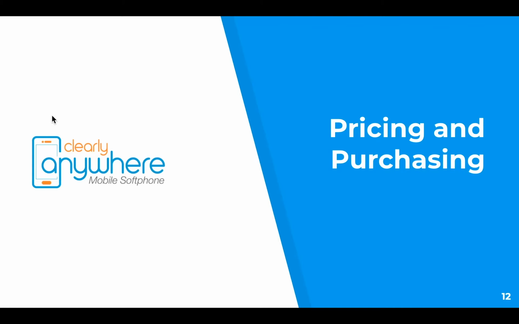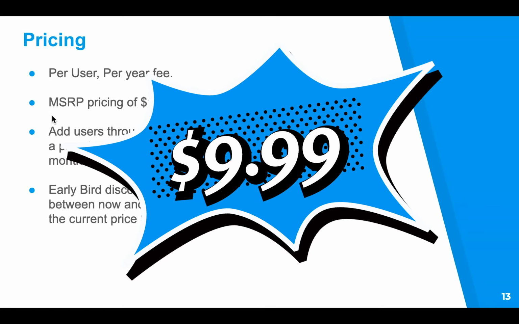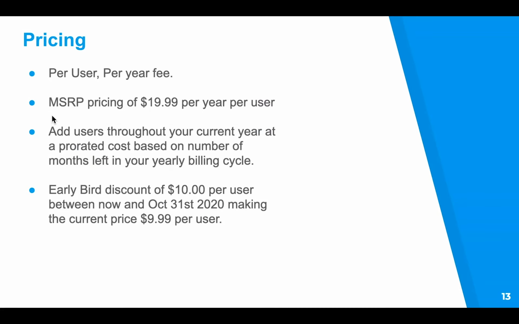So pricing and purchasing. The pricing on Clearly Anywhere is done at a per user per year fee. The MSRP is $19.99 a user per year. We have an early bird discount through October 31st of this year. For any users that you buy, we'll lock in at $9.99 a user for life. So if you buy 5 users and then a year later you renew another 5, we'll lock that in at $9.99 for life as long as you keep renewing it.